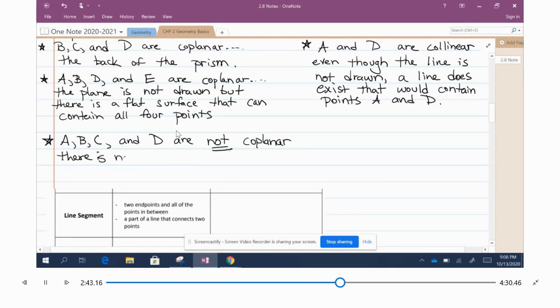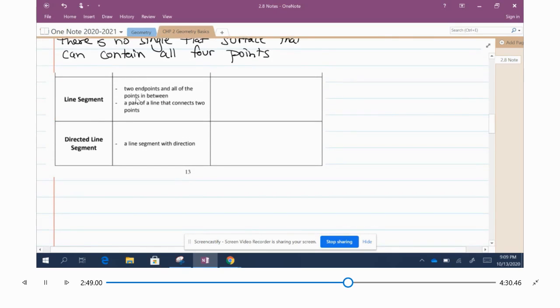Now I'm going to show 4 points that are not, A, B, C, and D. So A, B, and C are along the top plane. I'll pause that for a second. If you remember my picture from up above, A, B, and C were all on the top plane, and then D was underneath. And there is no single flat surface that would catch all four of those.